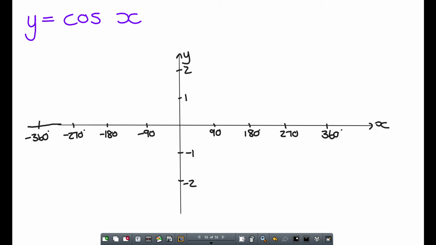Did you get it? It's fast. Calculator is fast, right? Do you see? Okay, plot, connect your dots.